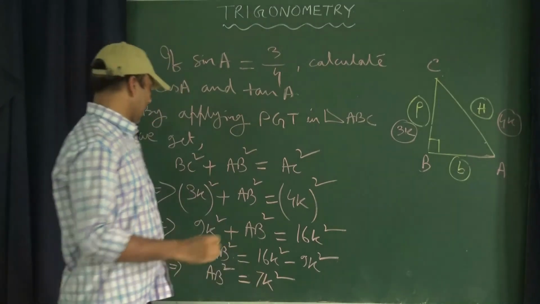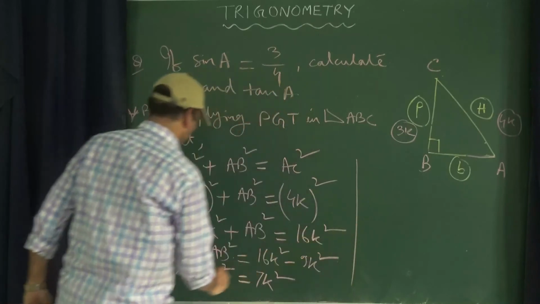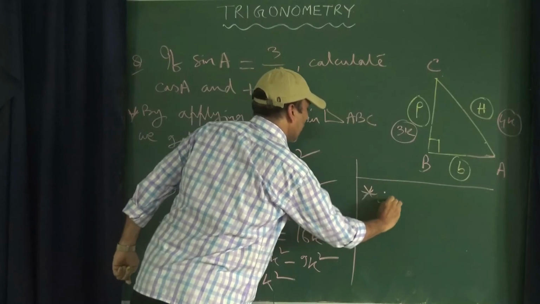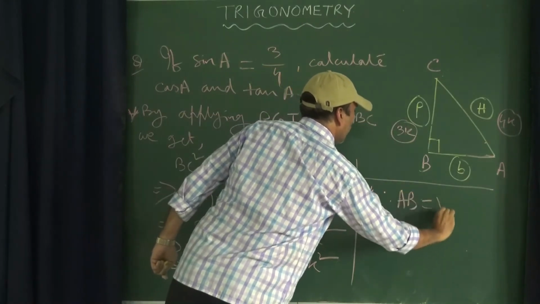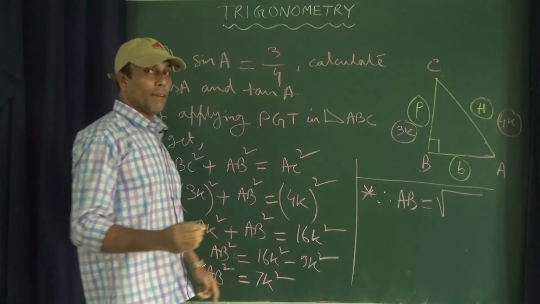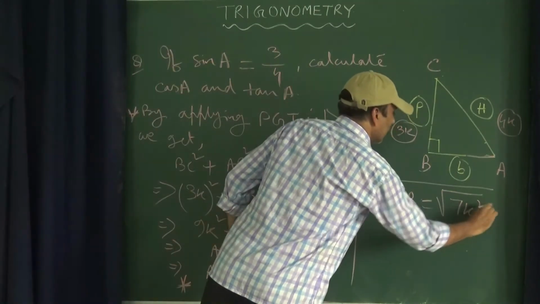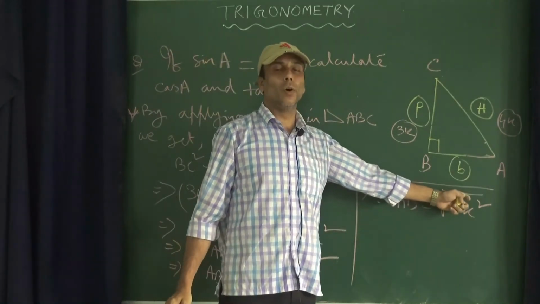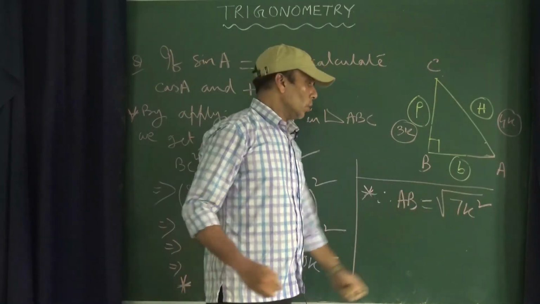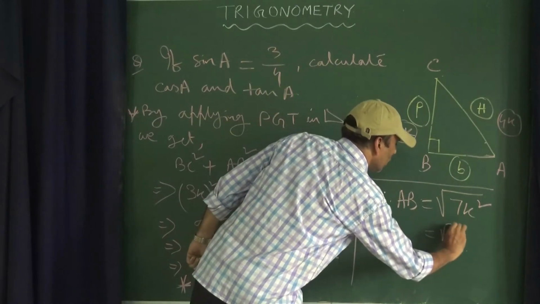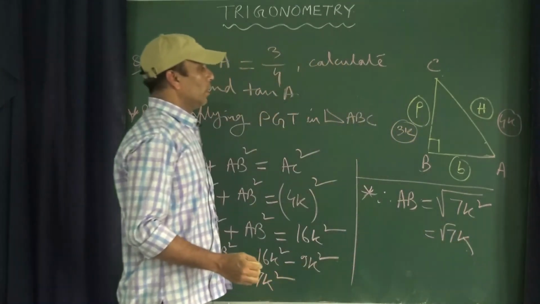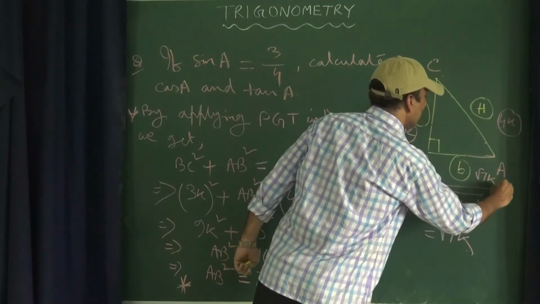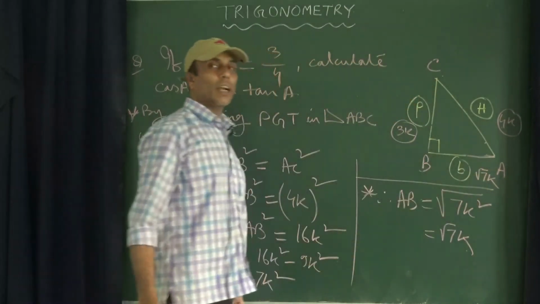So we'll have to take the square root now to get the value of AB. Therefore, AB equal to square root of 7K square. Now K square can come outside the root, but 7 cannot come outside because over 7 there is no power 2 or exponent 2. So 7 will remain under root, it is root 7K. So AB we have got as root 7K. Mind it, K is outside the root.